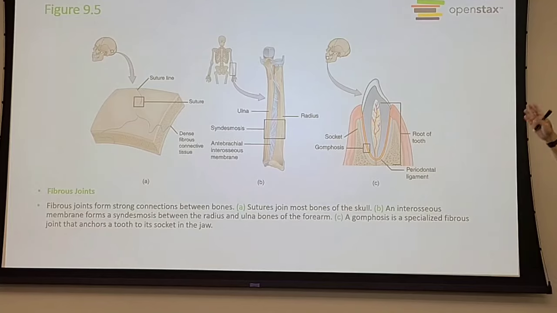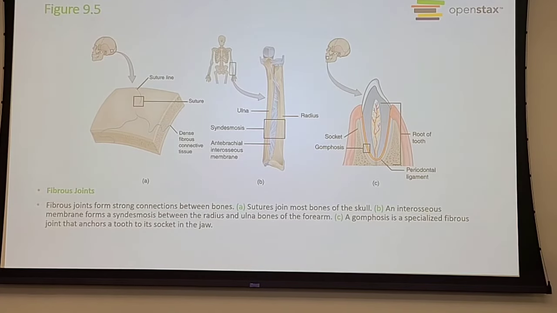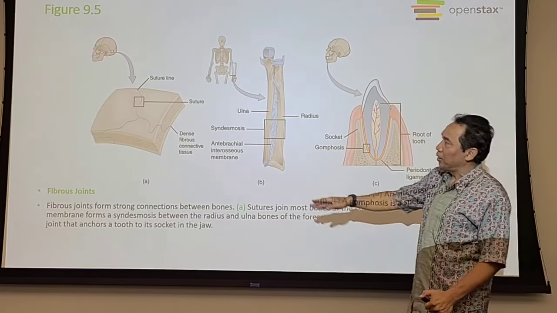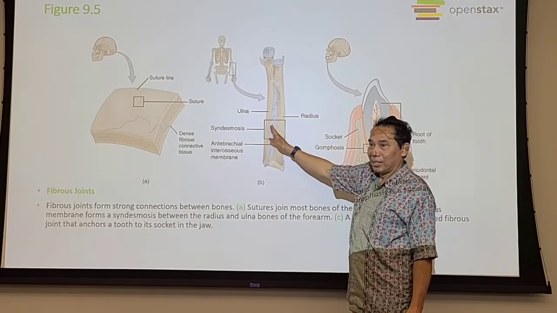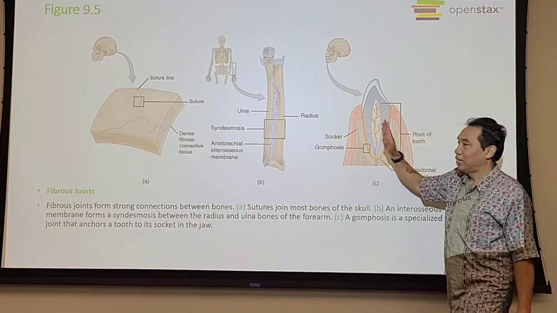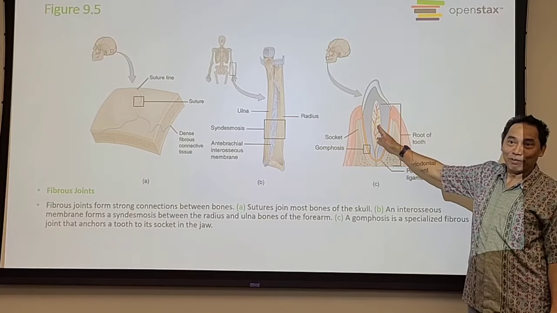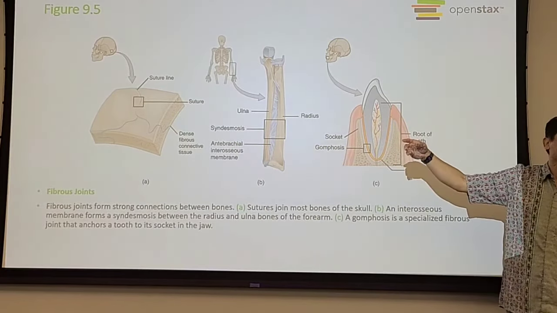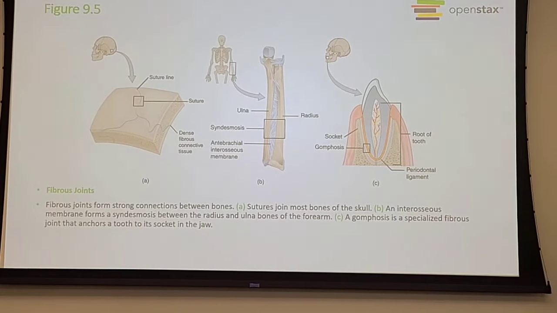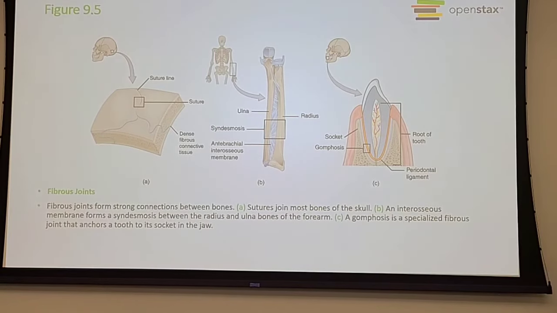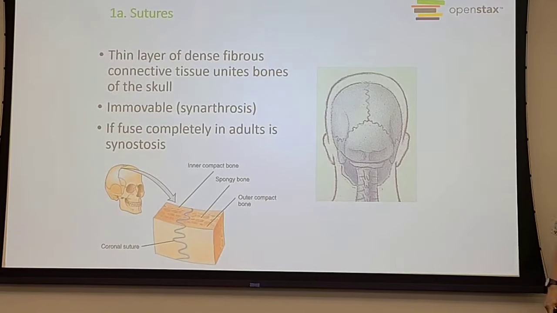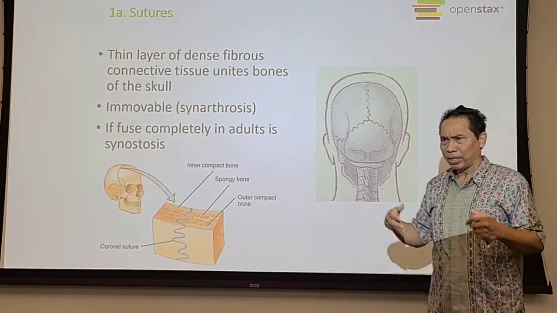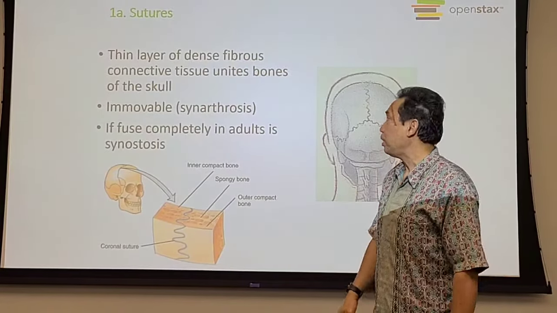Yeah. Again, this is the same thing showing us the three different types: the suture, the syndesmosis, the gomphosis. Try to memorize it. Okay? Try to memorize the name. There will be a lot in the question. Now, the sutures, this is the one that is located in our scalp.